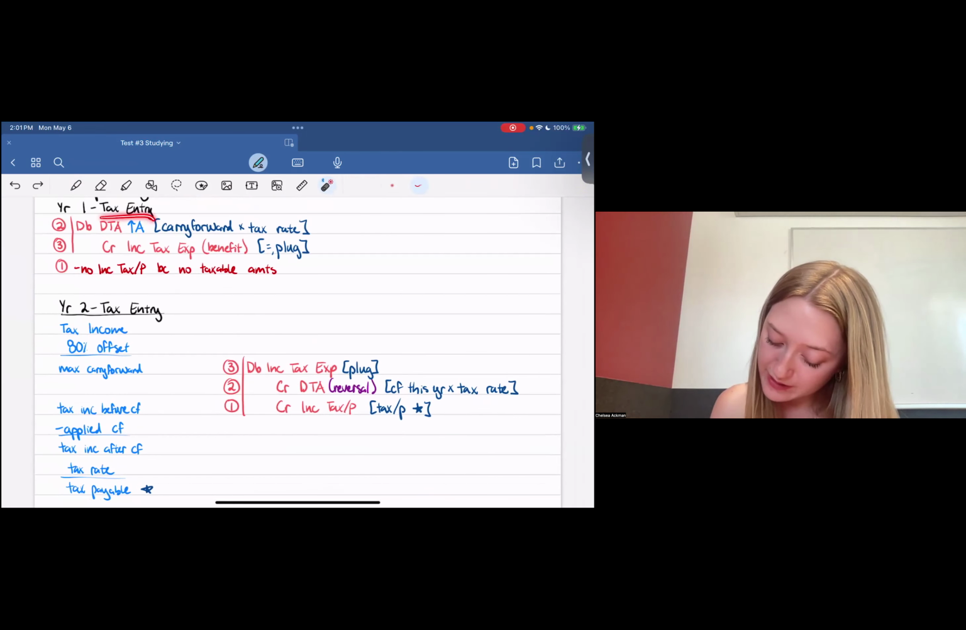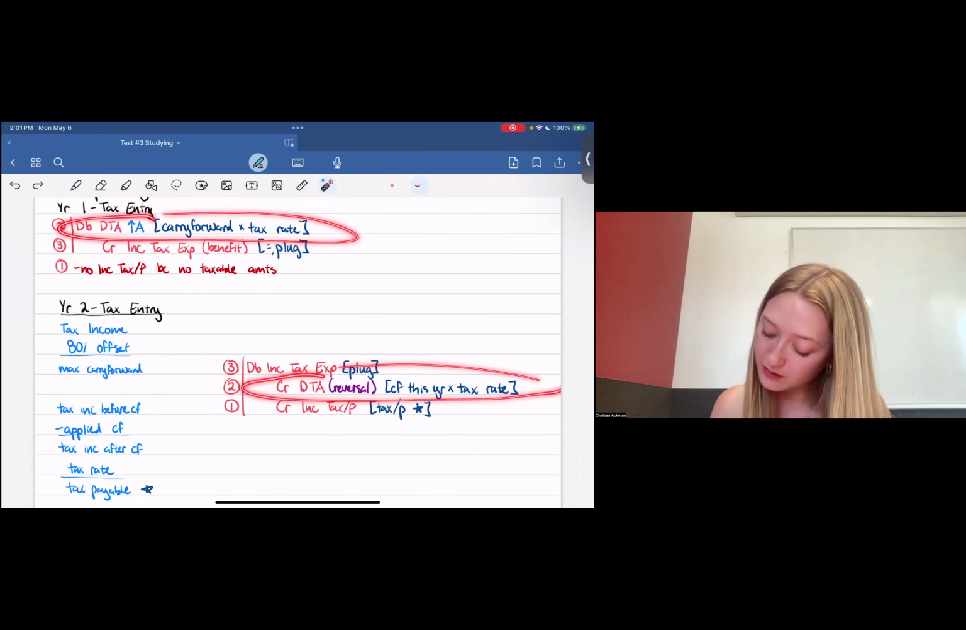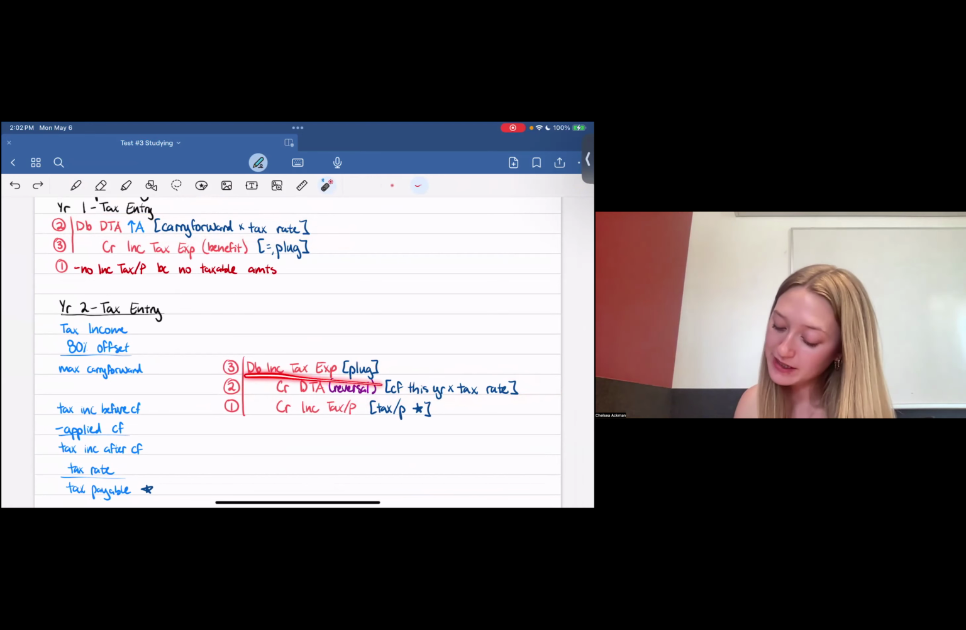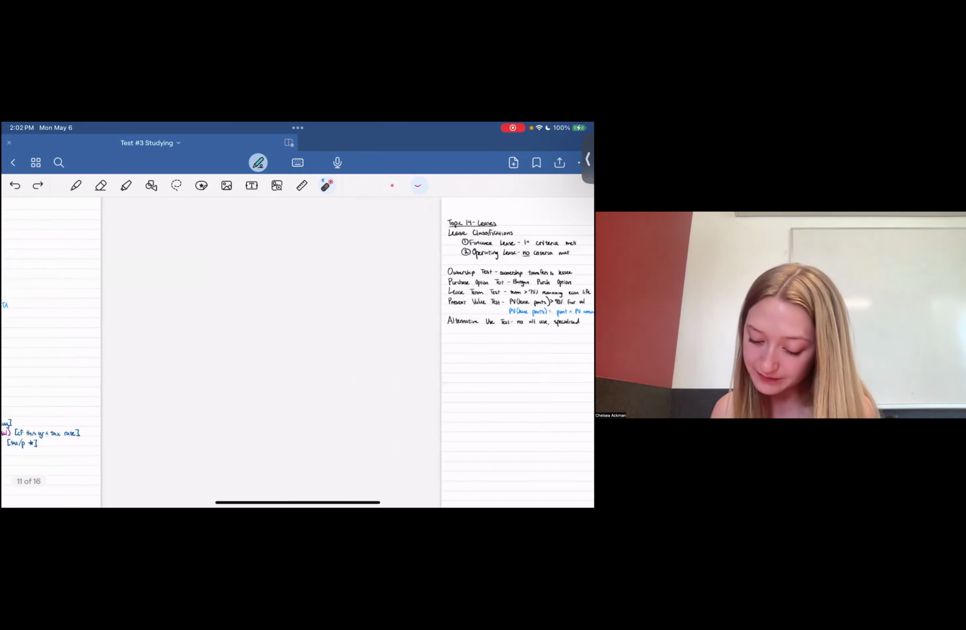So as opposed to canceling out the entire DTA, we're only reversing that portion based on what percent of the carry forward we're canceling out. And then the debit to the income tax expense as a plug.